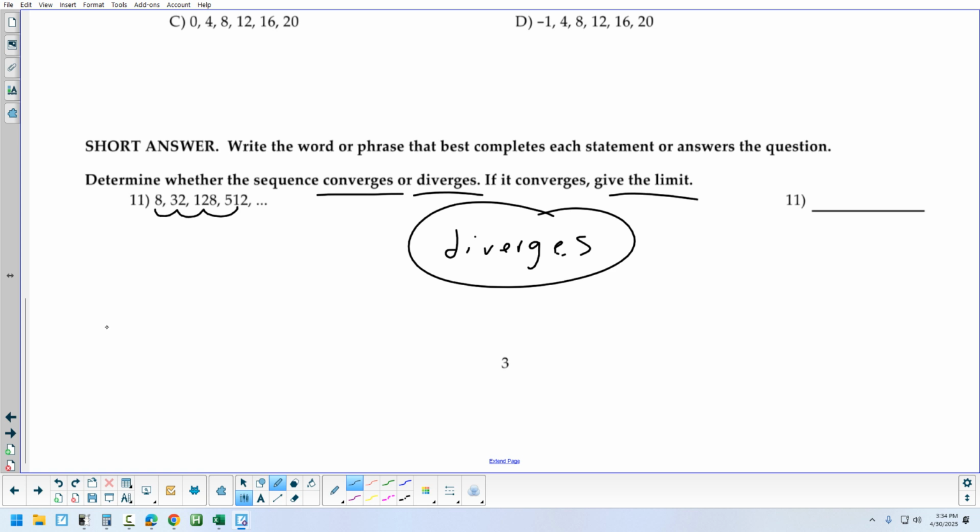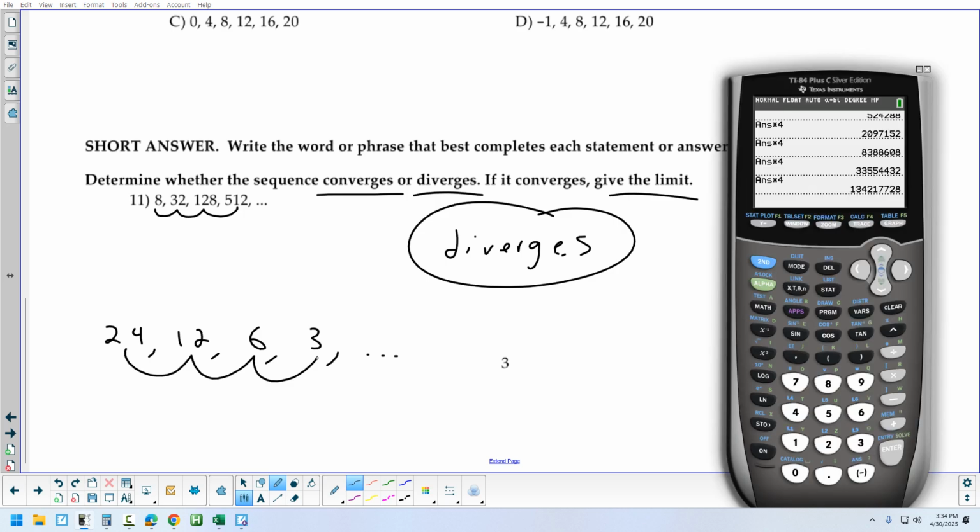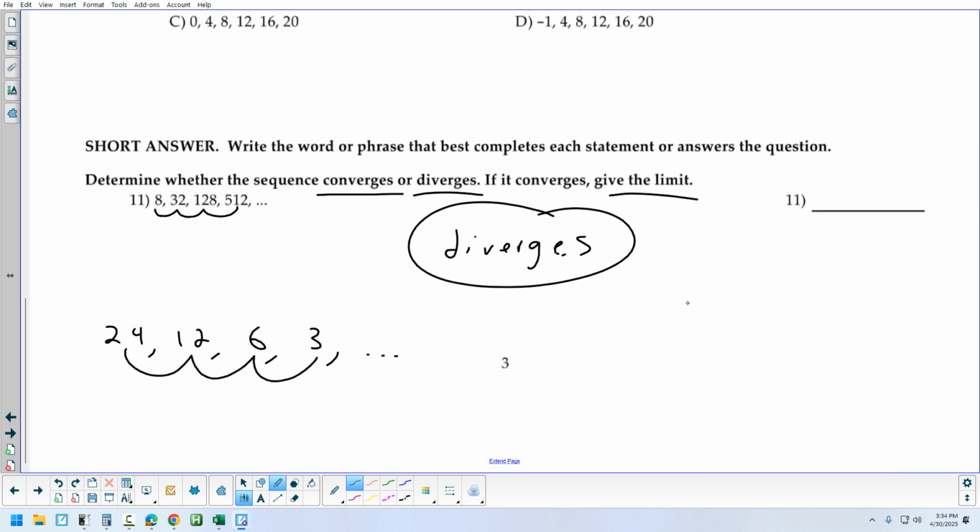But let's look at this one. 24, 12, 6, 3, and that should be enough for you to see the pattern. What's happening as we go from 24 to 12, and then 12 to 6, and then 6 to 3? We're halving. Yeah, we're taking half of it. If we continue doing that forever, will we get close to a number? Yes, we will get close to a number, but we will never reach the number.